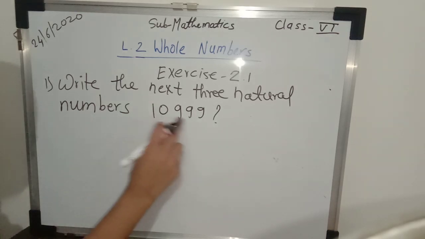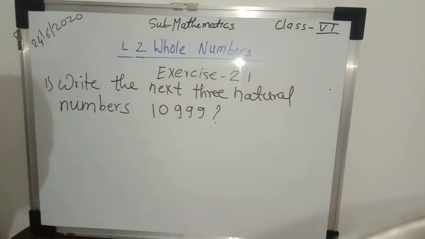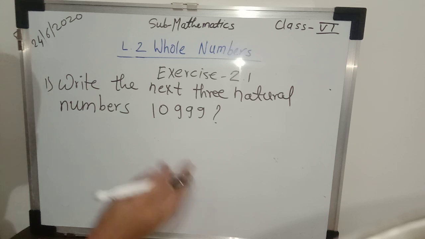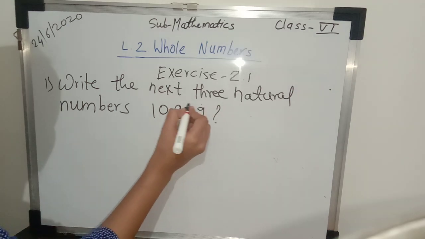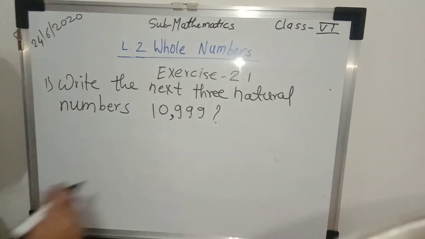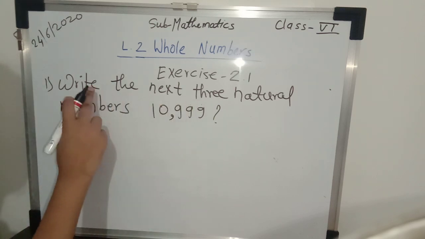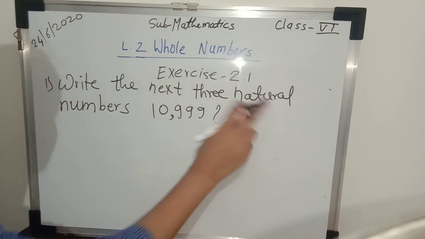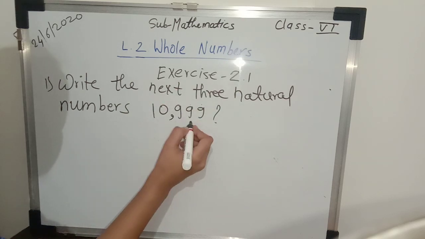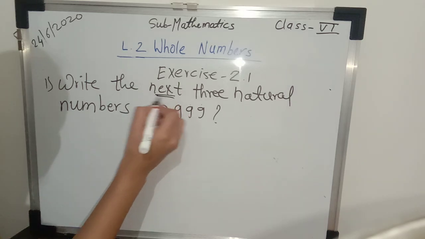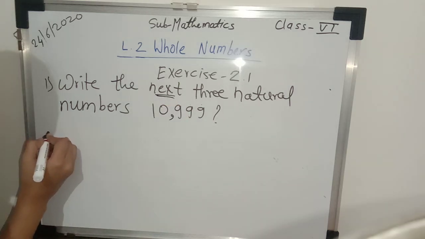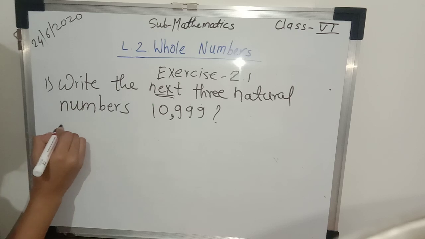Now students, here the comma is not there. We have learned the Indian place value system, how you have to put the commas. To understand it better, we will put the comma: ones, tens and hundreds. So this number is 10,909. Here they are saying, write the next three natural numbers of 10,909.